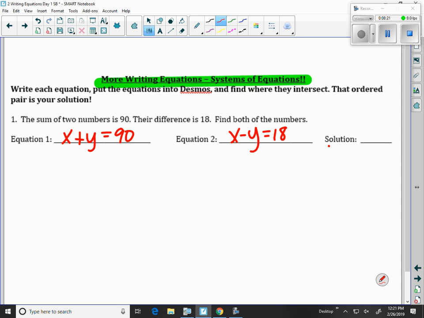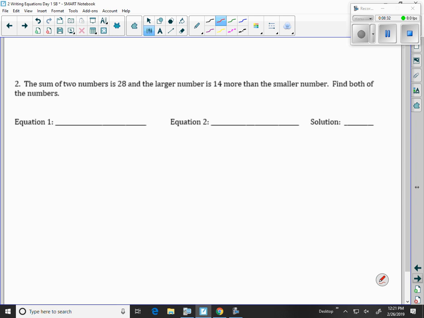So your solution is 54, 36. I got another one. All right, number 2, the sum of 2 numbers is 28, and the larger number, this is different, is 14 more than the smaller. Find both the numbers. Okay, the sum of 2 numbers is 28. How can we write that? x plus y equals 28. Yes.